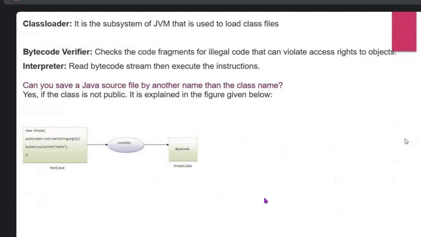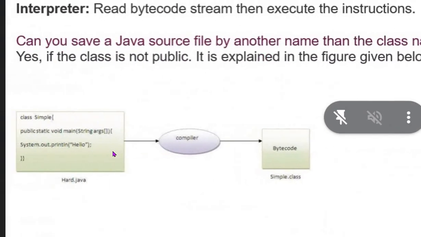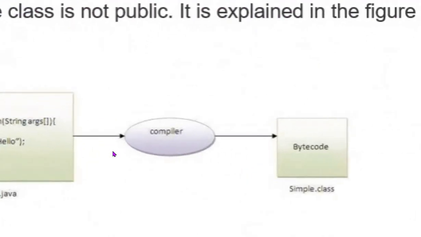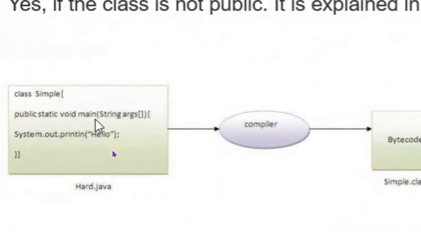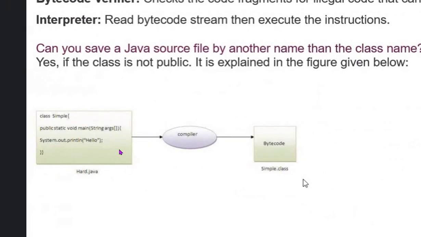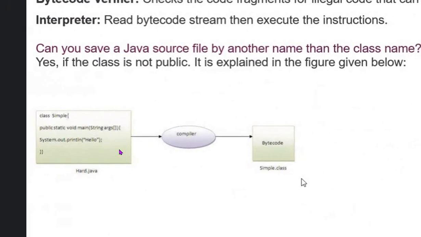This is the question, sir. Can you save a Java source file by another name than the class name? Yes, if the class is not public, it is explained in the figure here. Class Simple is given, public static void main, compiler and bytecode. This I didn't get exactly, sir. It is saying, can you save a source file by another name than the class name?